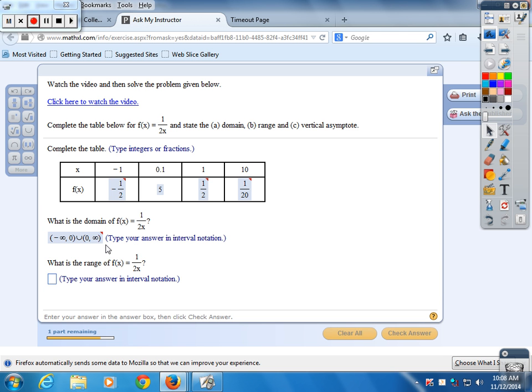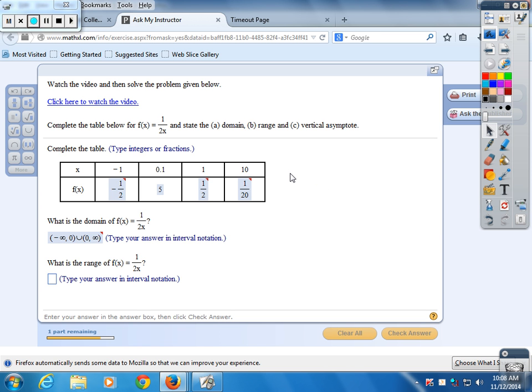I said all real numbers to begin with. But they say 0. Oh, you can't put 0. I'm sorry, because 0 times 2 is 0. So it'd be negative infinity to 0, and then 0 to positive infinity. They're not using 0. You can't. If you use 0, you get 0 in the denominator.